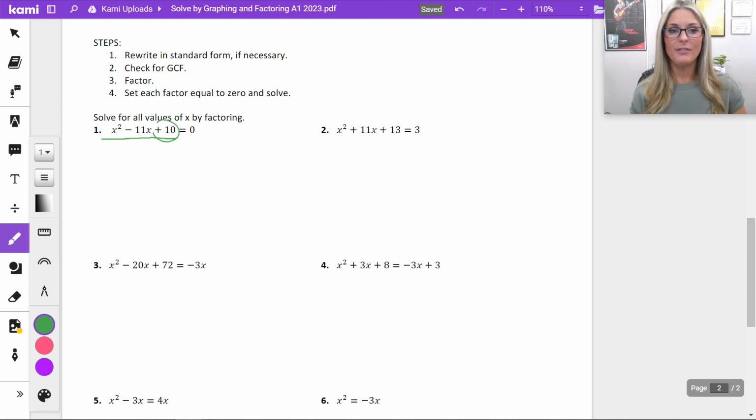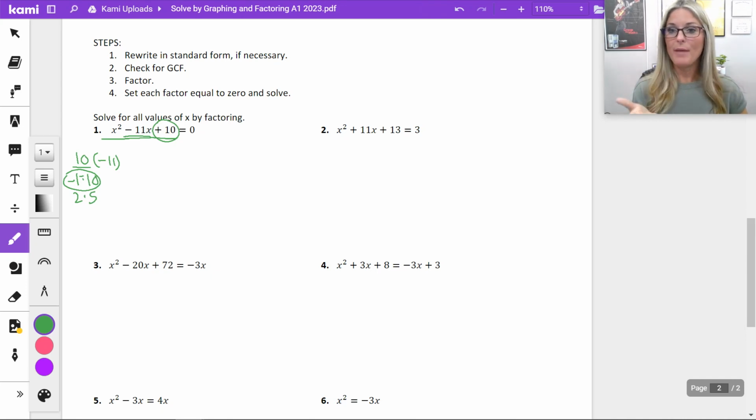Remember, we want to find the factors of 10 that add up to a negative 11. So I'm going to put some scratch work over here. So factors of 10, 1 and 10, 2 and 5, that's pretty much it. So which of those factors could we use to add up to negative 11? Of course, 1 and 10. However, we need to make them both negatives so that they multiply together. Two negatives multiply to make a positive 10 and add together to make a negative 11.